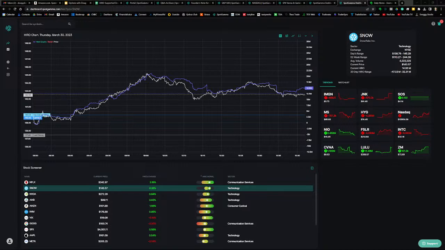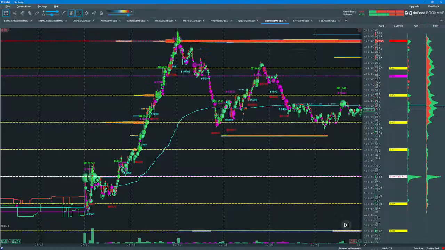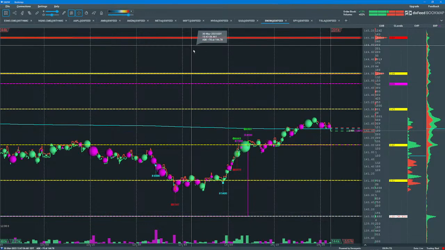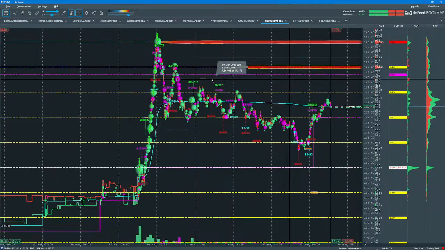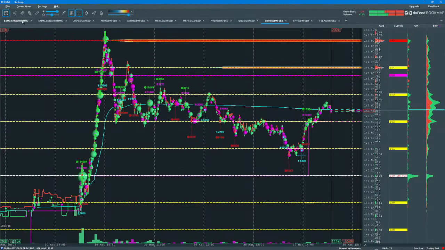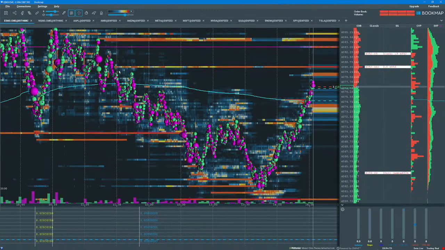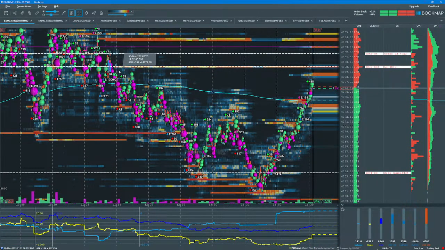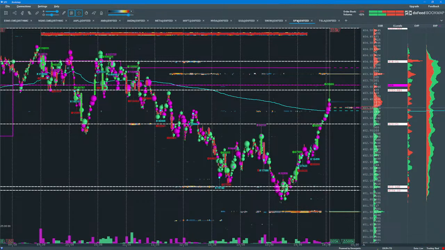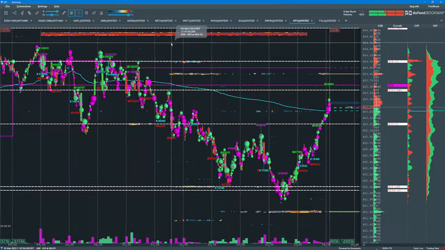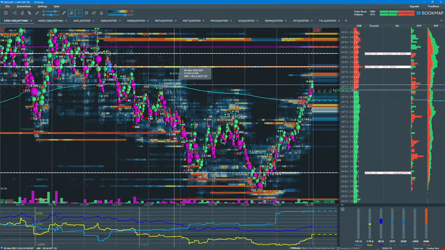All right, let's go back to Bookmap. So Snowflake, great long setup, probably the best long setup this morning in the stocks on my watch list anyway. And let's just wrap it up. We'll take a quick look at the S&P 500. So it looks like the SPY 402 level and the SPX 4034 zero gamma level did hold as support.